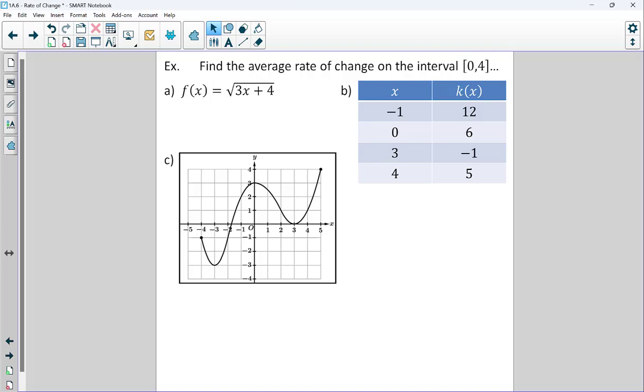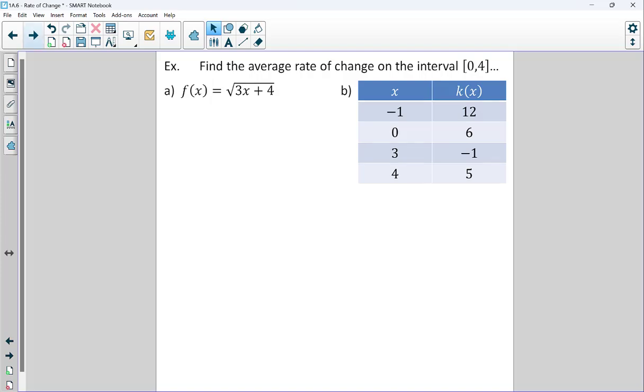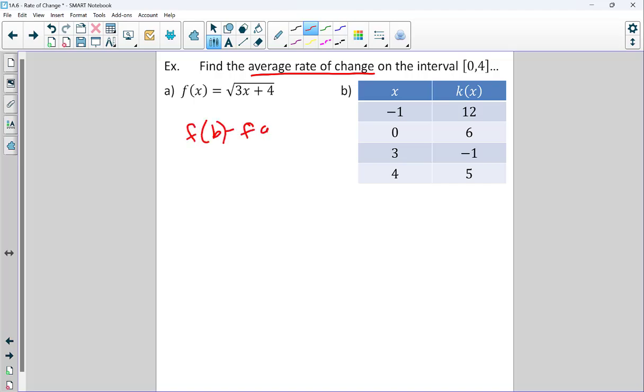All right, so let's look at the first one first. Average rate of change. If I want to calculate average rate of change, that's f of b minus f of a all over b minus a. A and B is the interval on which we are traveling. So we're going from 0 to 4. So it would be 4 minus 0. Up here would be f of 4. Right here would be f of 0. So average rate of change on the interval 0 to 4 is really f of 4 minus f of 0 over 4 minus 0.